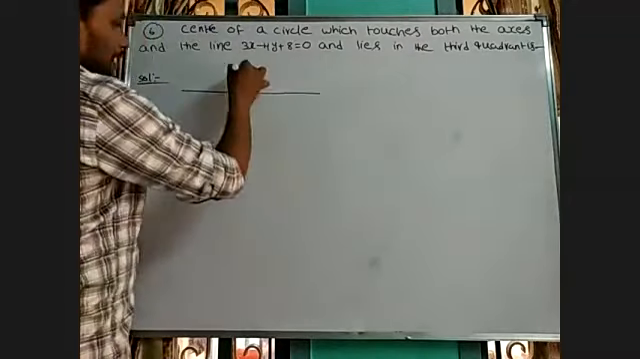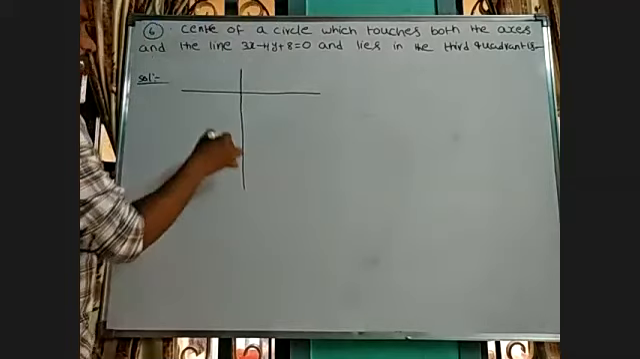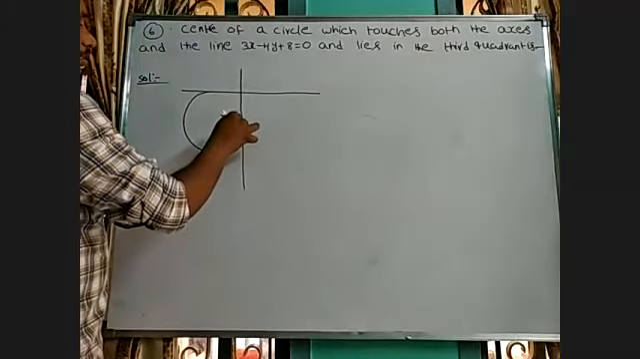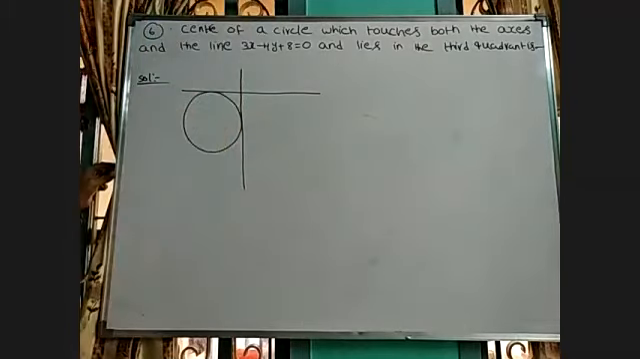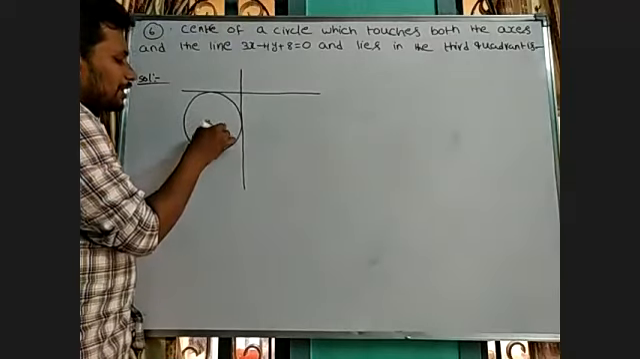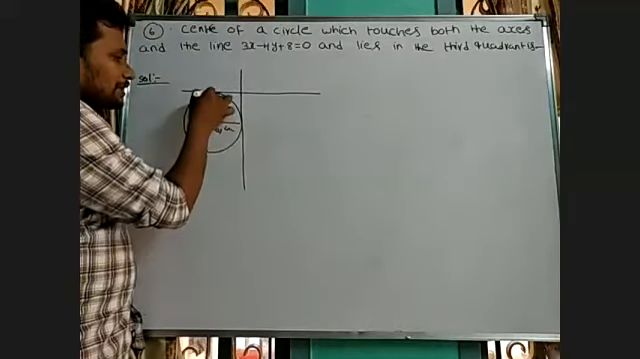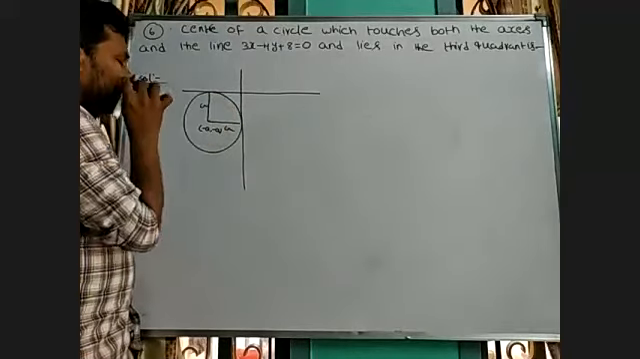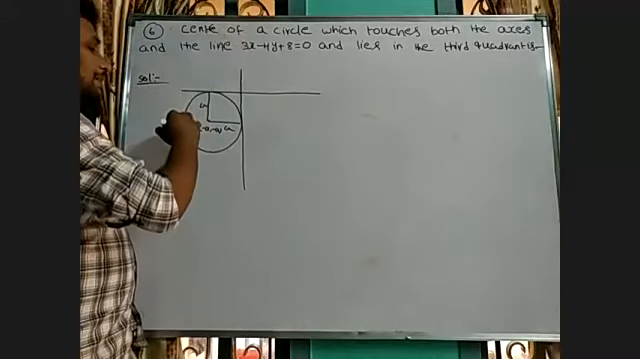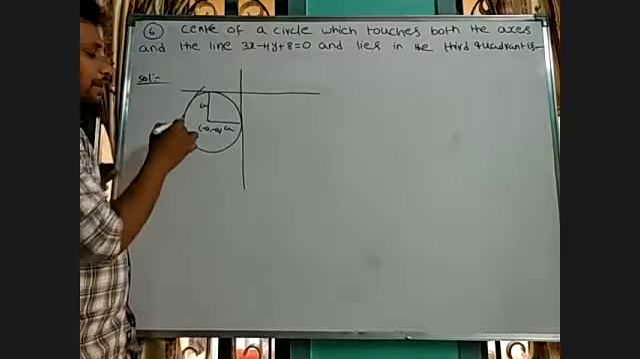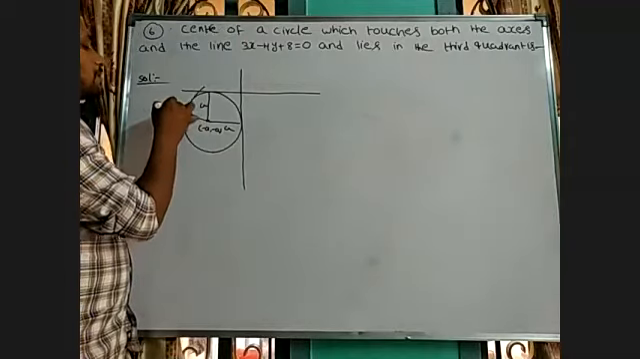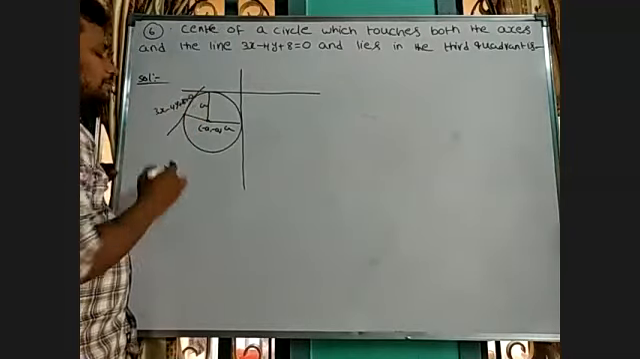This is the x axis, this is the y axis. From this, I am drawing a circle like this. It is in the third quadrant, means here the center is (minus a, minus a). This is radius a. This is also radius a. From here, see that the line is, if you draw, 3x minus 4y plus 8 equal to 0.